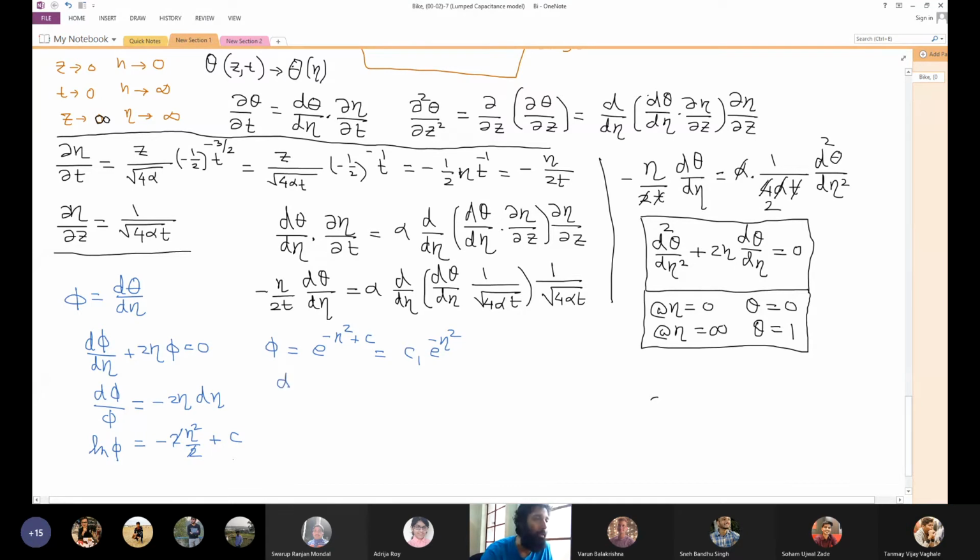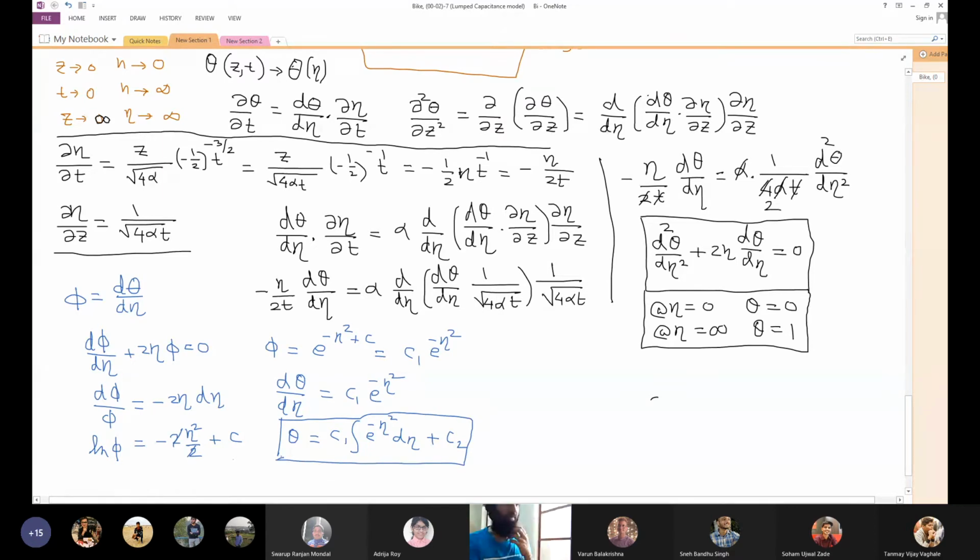Phi is d theta d eta equals to c1 e to the power minus eta square. So theta equals to c1 integration of e to the power minus eta square d eta plus c2. Okay, so solution is obtained.